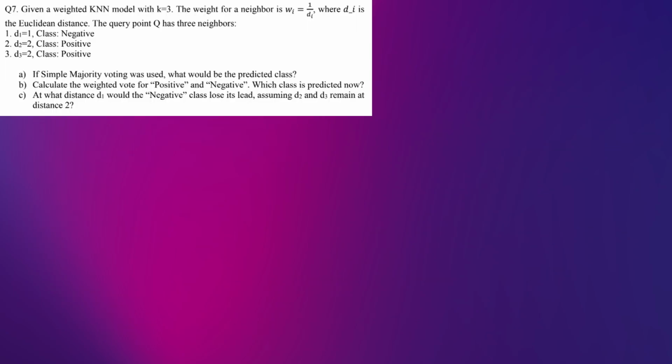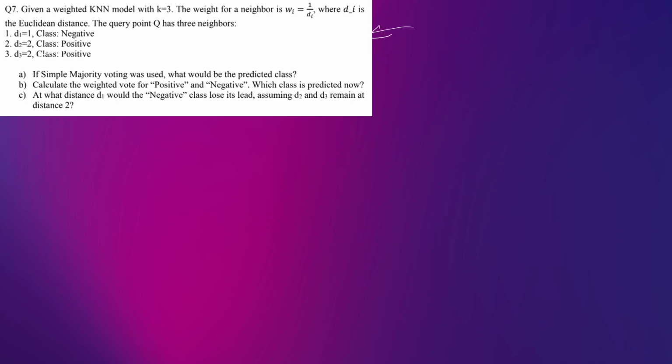Next question is on a weighted KNN. You are given a KNN model of K equal to 3 and the weight for a neighbor is Wi is equal to 1 upon di, where di is the Euclidean distance. Then for the query point, you're given 3 neighbors where d1 is 1, you get a negative class, d2 is 2, you get a positive class. And for the third also, you're getting distance 2 and a positive class.